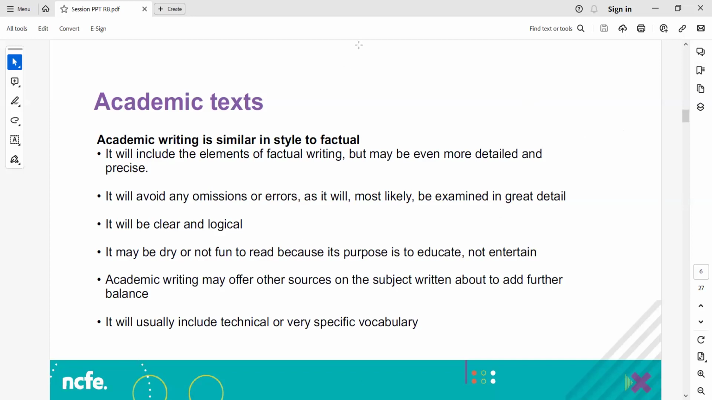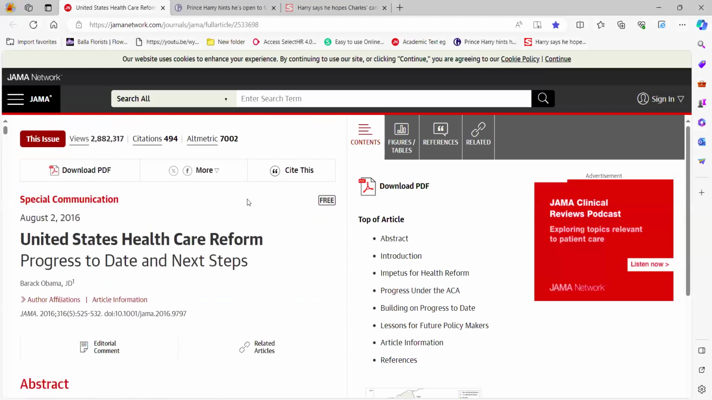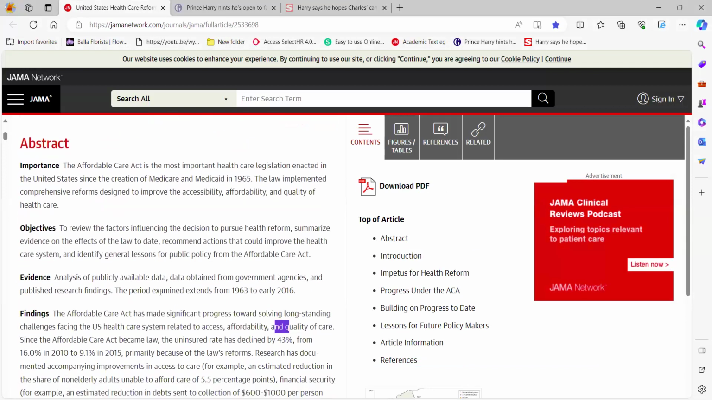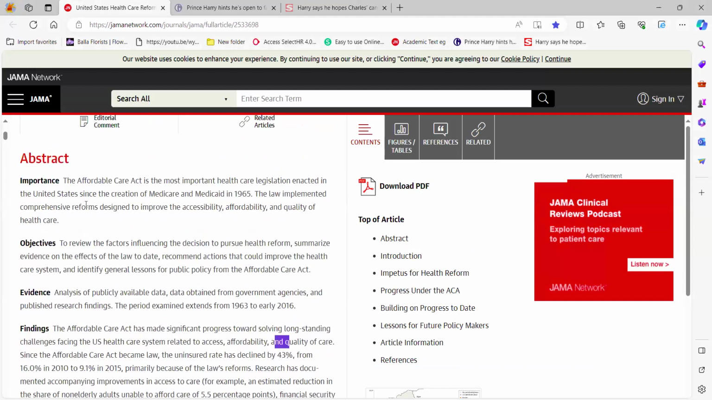I'm going to share with you an academic text as an example. Okay, so if we go to the top, this is an article about United States healthcare reform. It's actually written by Barack Obama. And as an academic text, it gives us the abstract, so it gives us some background to why it's been written.